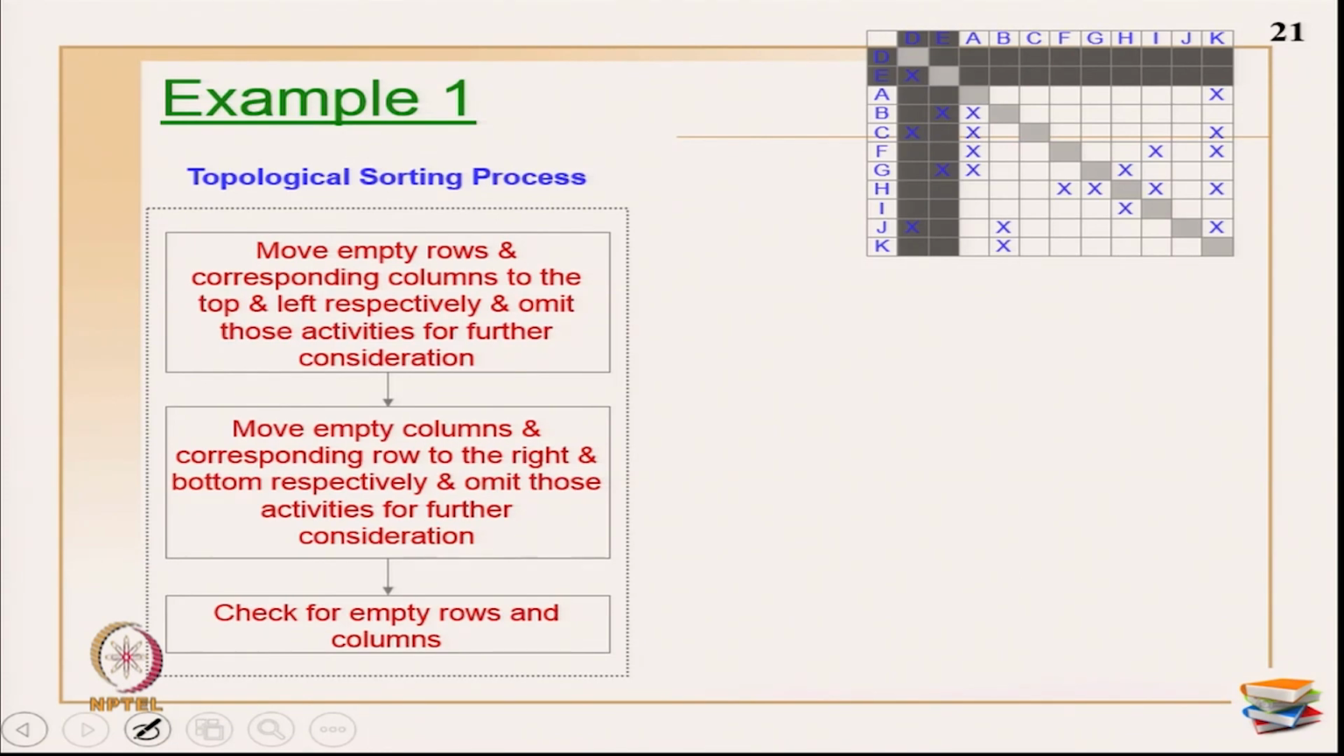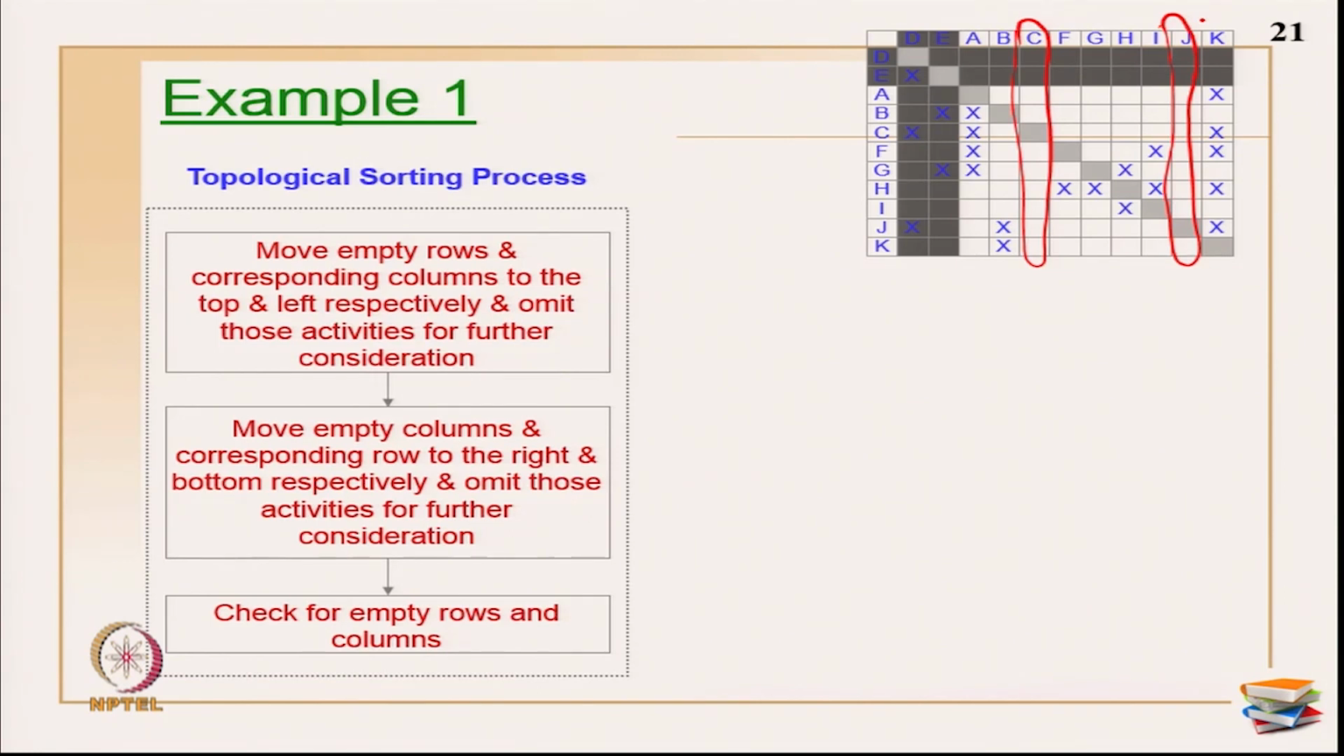consideration. Okay. So, what are the activities that are empty? I have activity C is empty here. I have activity J also, which is completely empty. Okay. This looks like C and J are parallel activities, but they are in the last in the sequence. Okay. So, I can move C and J completely to the last.